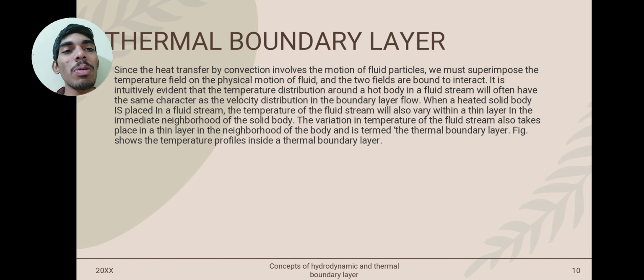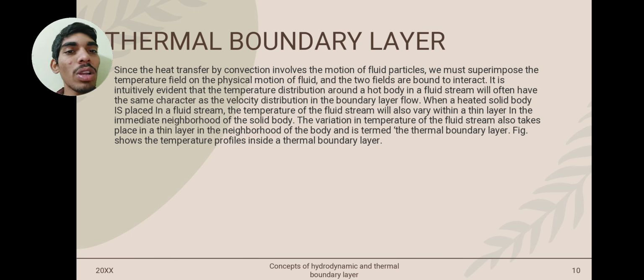Now let us discuss the thermal boundary layer. Since heat transfer by convection involves the motion of fluid particles, we must superimpose the temperature field on the physical motion of the fluid, and the two fields are bound to interact. It is evident that the temperature distribution around a hot body in the fluid stream will often have the same character as the velocity distribution in the boundary layer flow.